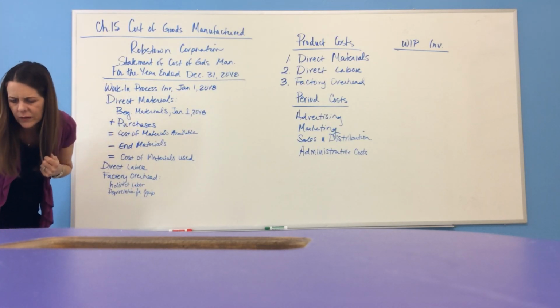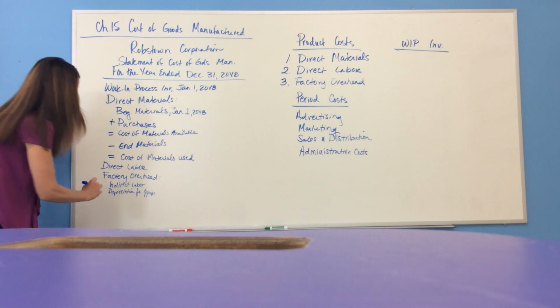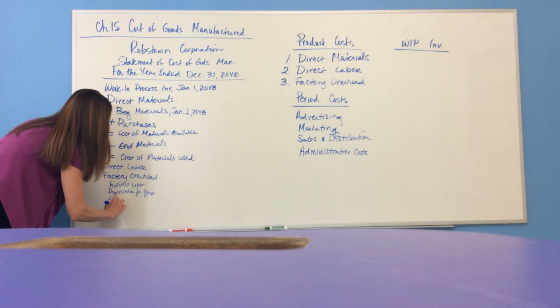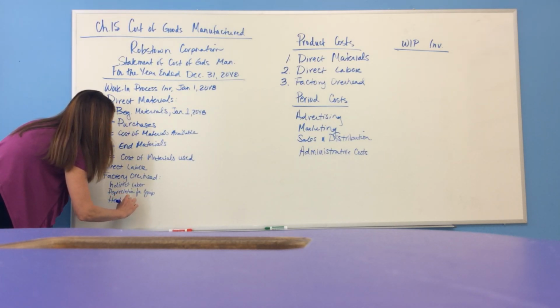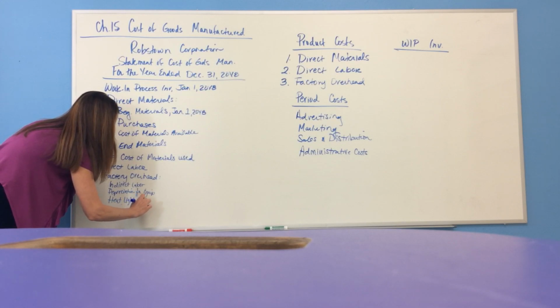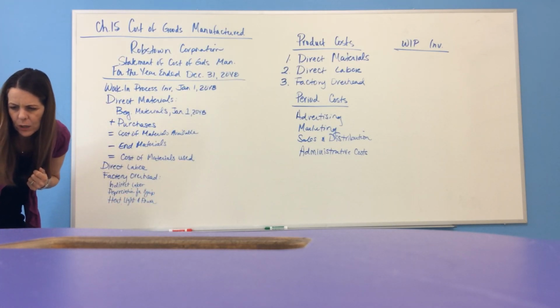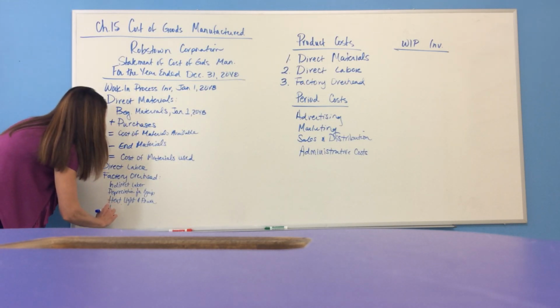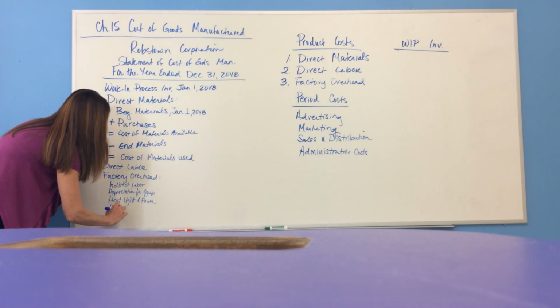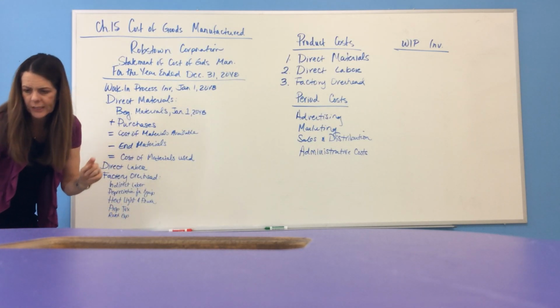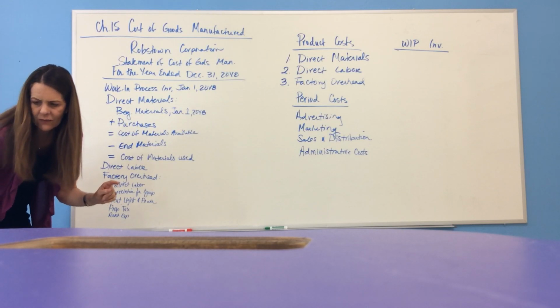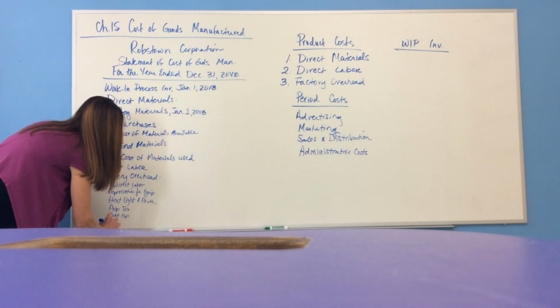You have heat, light, and power for the factory. You have property taxes and rent expense for the factory. And last, you have miscellaneous.